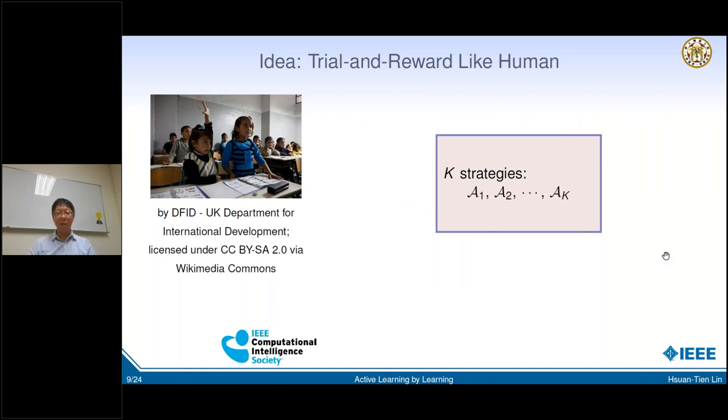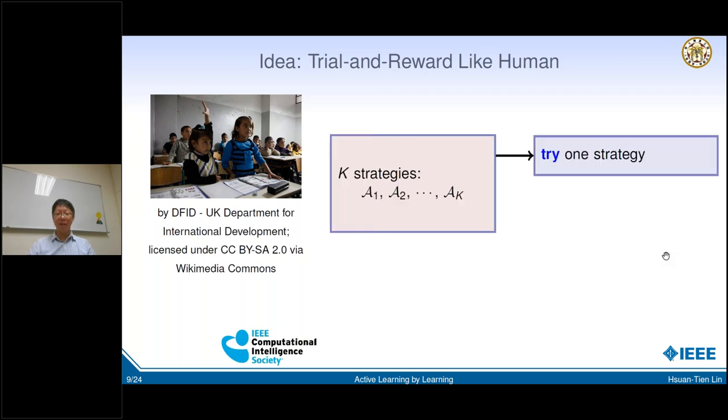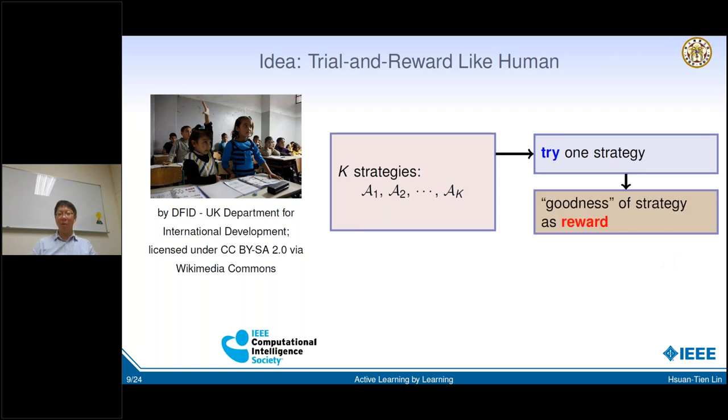Basically, we assume we have K strategies initially. What we want the machine to do is first try one strategy, just pick one. Then after picking that strategy, we provide the machine with the goodness of the strategy as the reward, how good this strategy is. This feedback goes back to the machine to help it select the next strategy to try. So that's basically our flow. In each round, the machine has K strategies on hand. It tries one strategy and then uses the goodness that we give it as the reward.